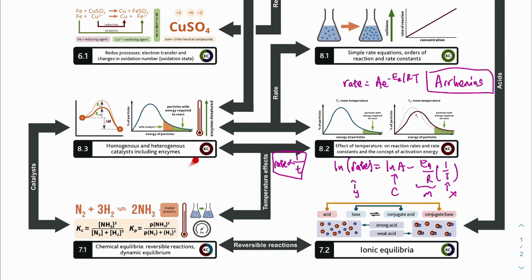So definitions of homogeneous and heterogeneous catalysis. These are covered in AS, but obviously they are more frequently asked in A2. That's not to say that they can't be asked in AS chemistry at all. Yeah. So you should have known examples of homogeneous and heterogeneous examples. You should be able to write an enzyme catalysis essay as well at the A2 level.